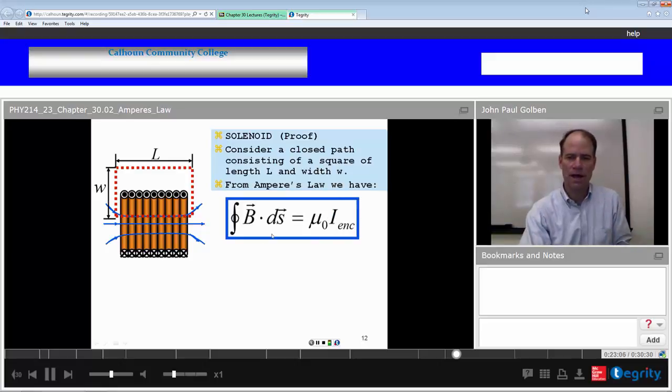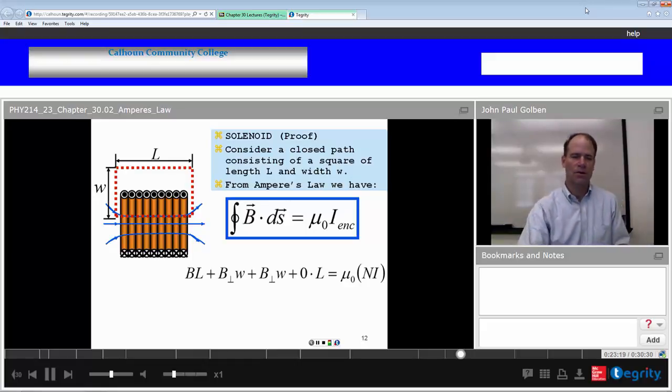So we're going to apply the integral of B dot ds over this square loop that we've constructed. It should be equal to mu naught times the total current enclosed by this path. Well, in the first part of the path, I have the magnetic field going like this, and my ds is going in the same direction for a length L. So that's going to be B times L for B dot ds there.